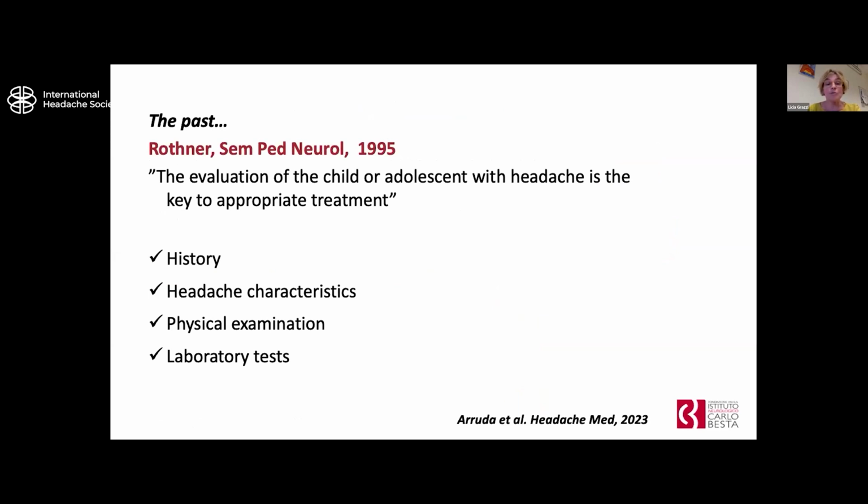It's important to get the headache characteristics. The physical examination is important. And also, as we will see in a few minutes by my colleague Massimiliano Valeriani, it's important to define which kind of lab test we need.